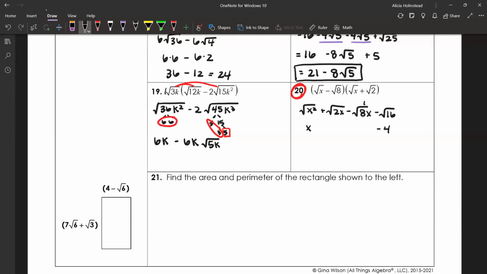8, that breaks down into 4 and 2, which is 2 and 2. So we will have 2 square root 2x. Those now have the same radical, so we can combine them. So we'll have x subtract square root 2x subtract 4. And none of those are like things, so that would be our final answer. That was kind of a tricky one, so maybe you got it, and maybe you didn't. That's okay.